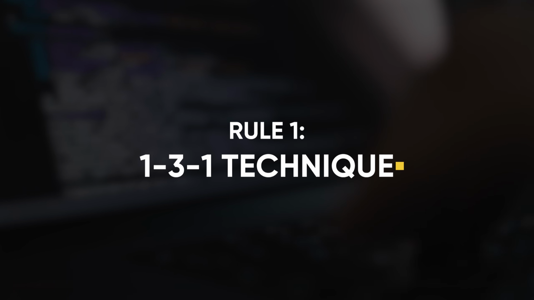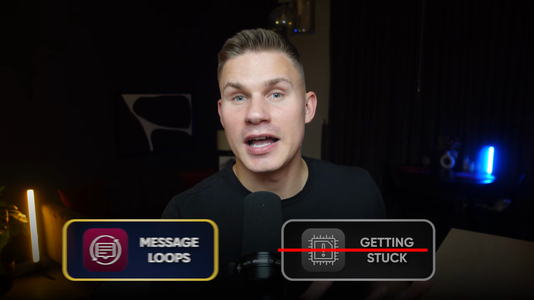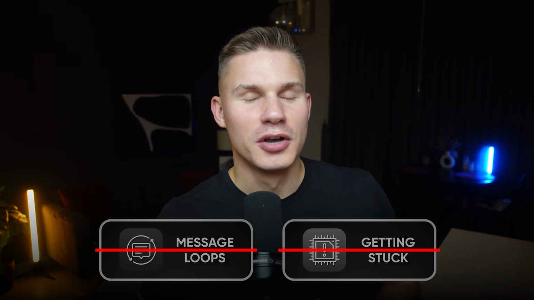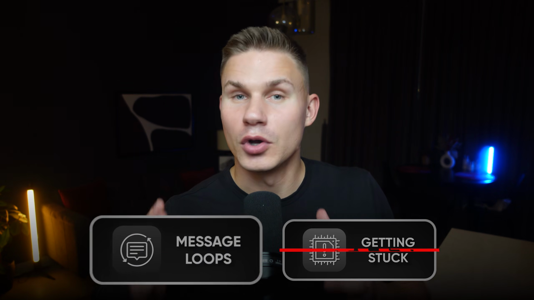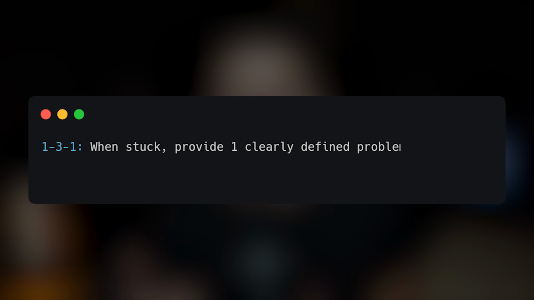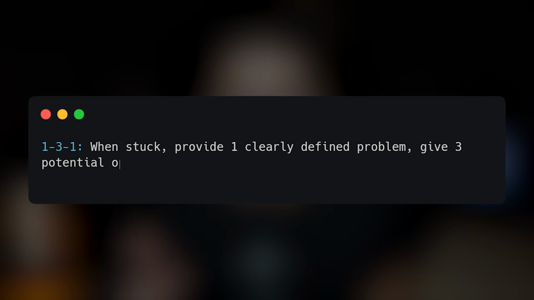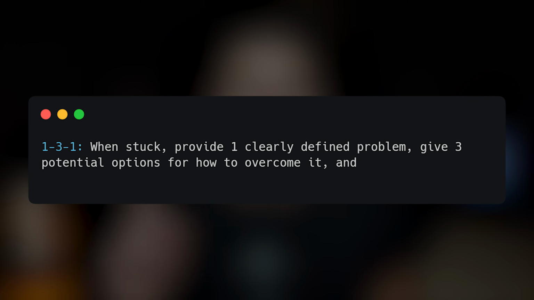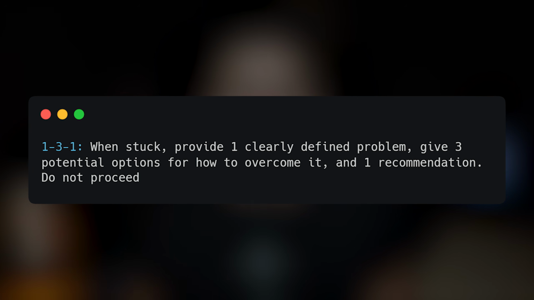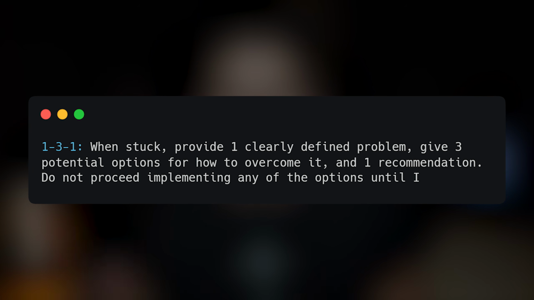Alright, now here's rule number 1, the 1-3-1 technique. This is my favorite one because it saves you the most time. It helps you avoid getting stuck and going back and forth with an agent for 20+ messages. So here's the rule, 1-3-1. When stuck, provide 1 clearly defined problem, give 3 potential options for how to overcome it, and 1 recommendation. Do not proceed implementing any of the options until I confirm.